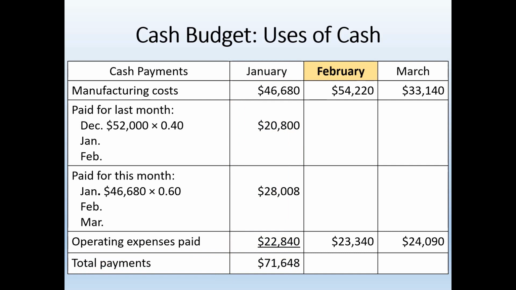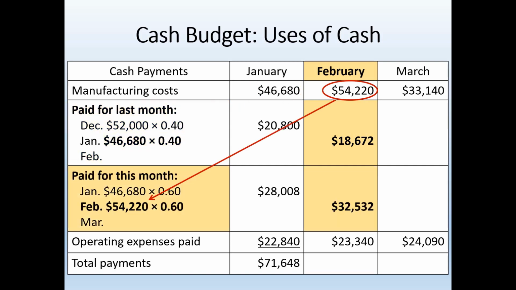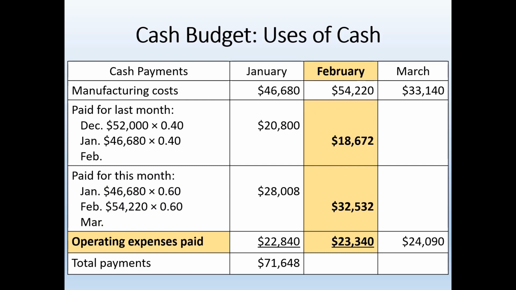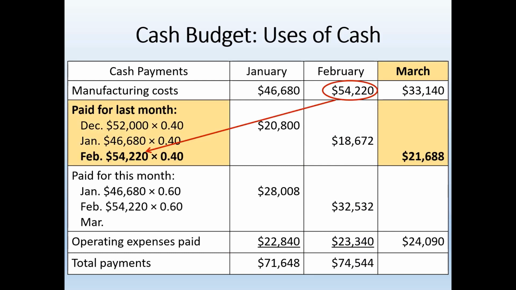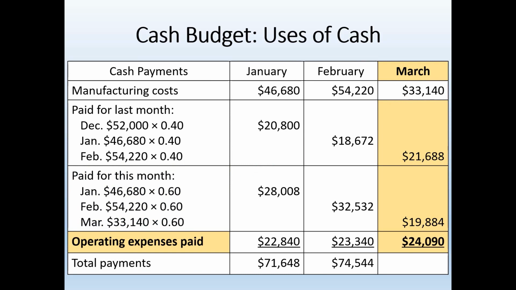Now let's look at February. The firm expects to pay the other 40% of January's manufacturing costs and 60% of February's manufacturing costs and 100% of the firm's cash operating expenses in February. And we can determine that total. Similarly, in March, the firm will pay the other 40% of February's manufacturing costs, 60% of March's manufacturing costs, and 100% of March's operating cash expenses. And we can find that total.